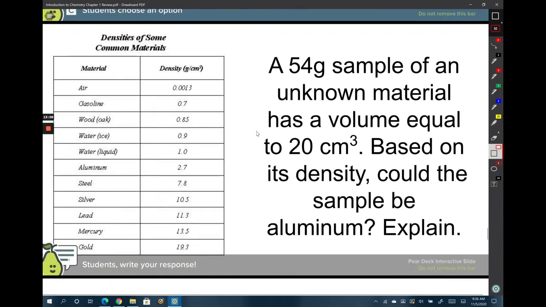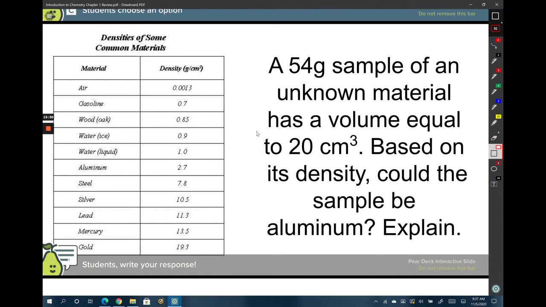All right, we have another problem using this same chart. It says a 54-gram sample of an unknown material has a volume equal to 20 cubic centimeters. Based on its density, could the sample be aluminum? And explain your answer.